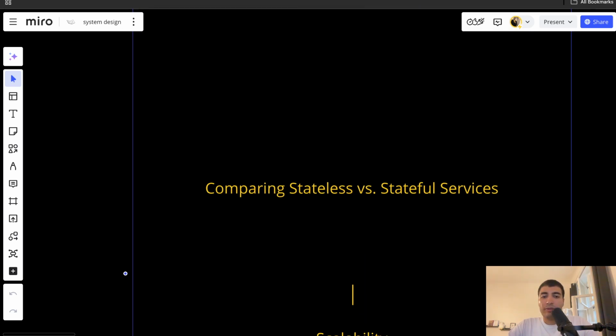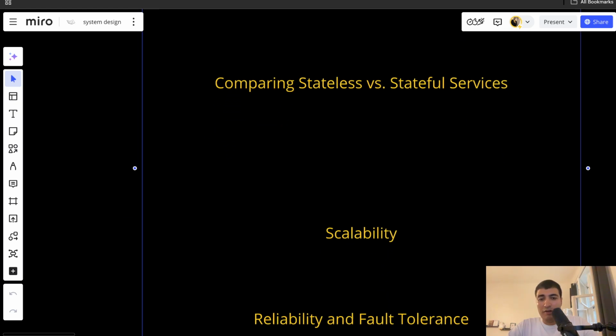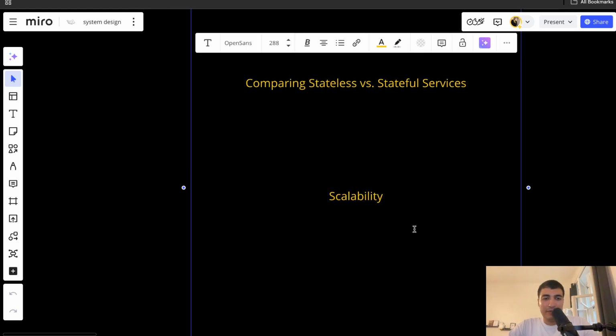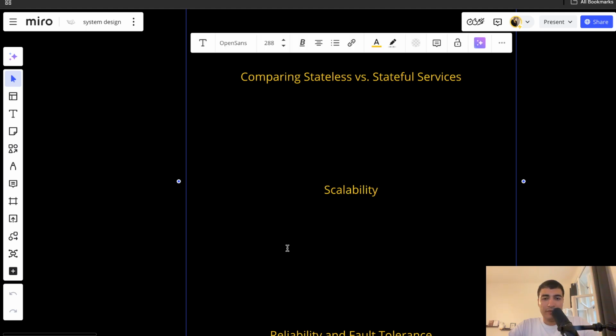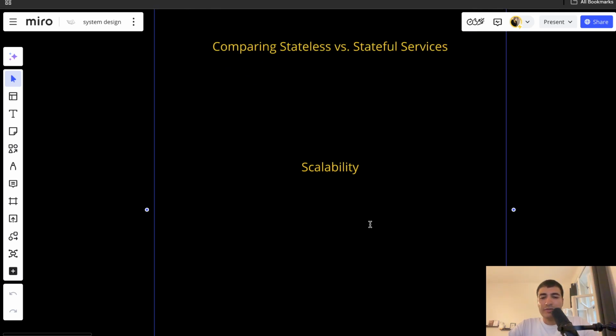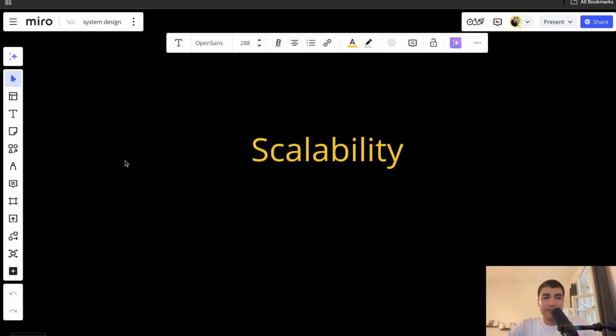Okay, now we need to talk about comparing stateless versus stateful. First, scalability. In terms of scalability, stateless services are inherently easier to scale. Since each request is independent, you can add more servers to handle the load without worrying about managing user state. For instance, if you have a REST API that serves millions of users per minute, you can simply add more servers behind a load balancer, and each one can handle requests without coordination.